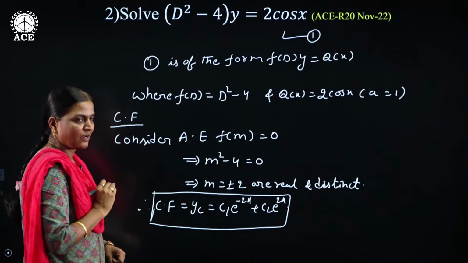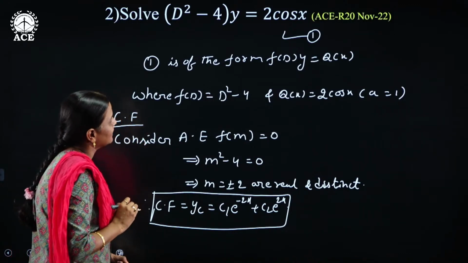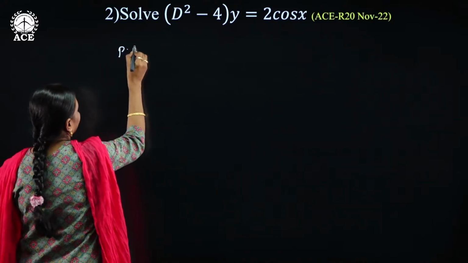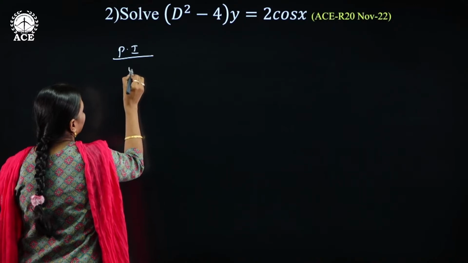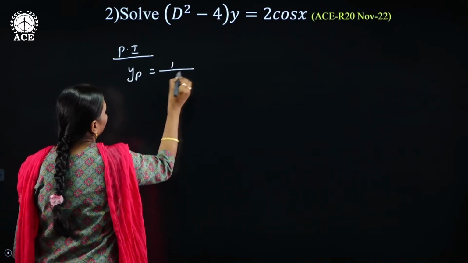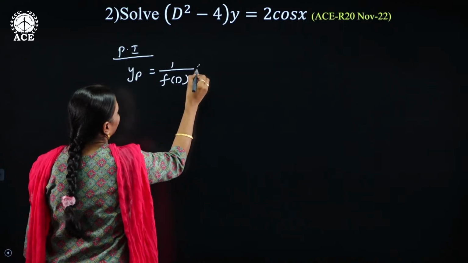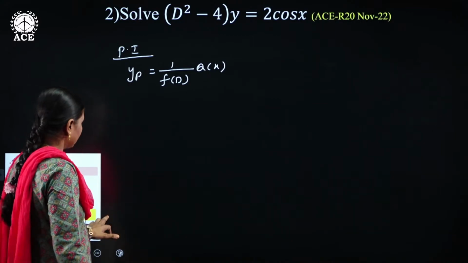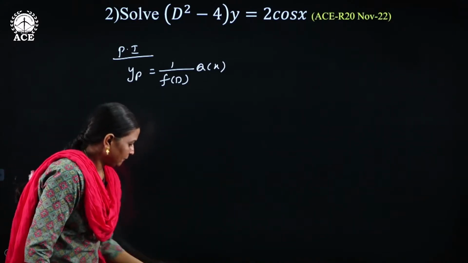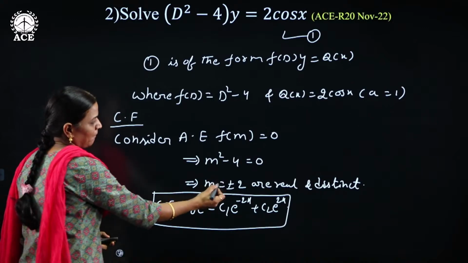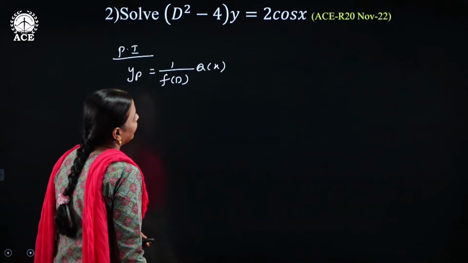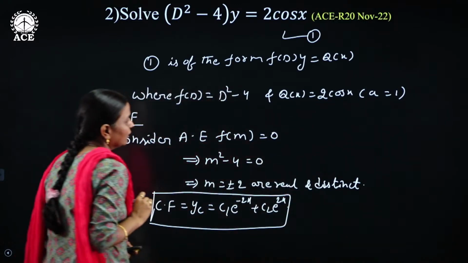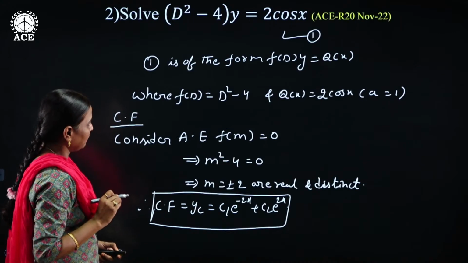And next, find the particular integral. First, write the definition. Yp is equal to 1 by f of D into Q of x. Now observe clearly. Here, what are the roots? Plus or minus 2. And here, what is the a value in Q of x? It is equal to 1. When the roots are here, there is one important key point.